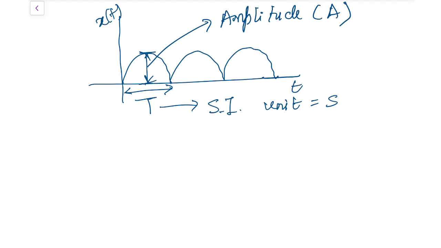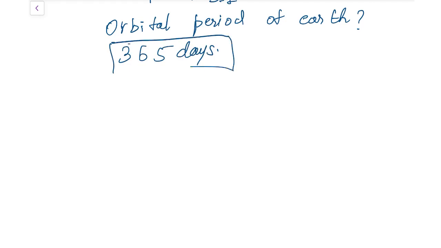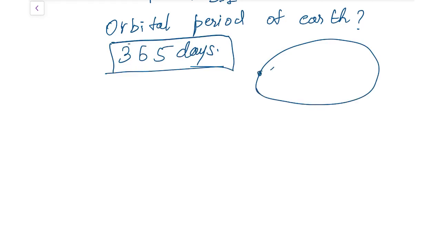Now, let me ask you a small question. Can you tell me what is the orbital period of Earth? Anyone? It's very simple, you know it. Okay. So, it is 365 days. As you know, Earth takes 365 days to complete one revolution around the Sun.